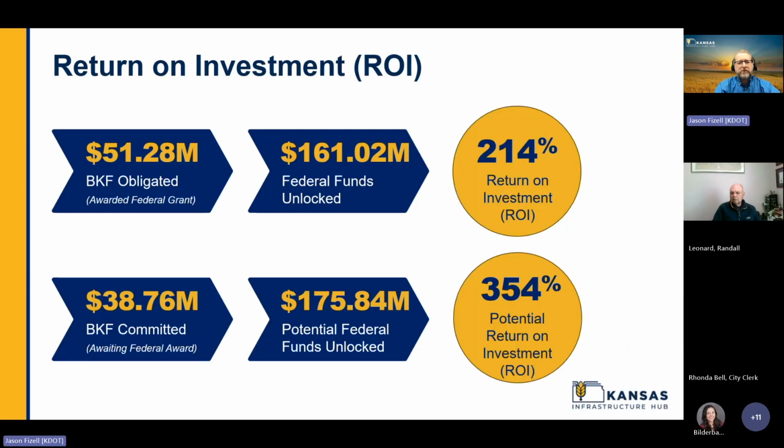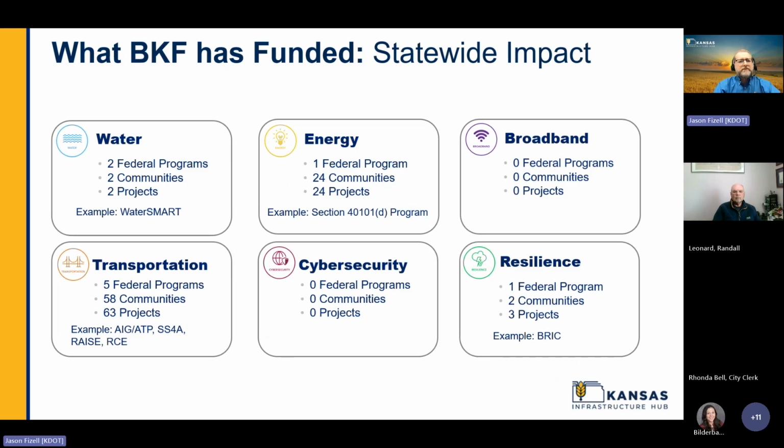This just shows some return on investment. So of those that have been awarded, we've maintained a 214% return on investment. For those that are awaiting federal award, if all those are awarded, that will result in a 354% return on investment. This is just amongst those 6 sectors I touched on at the beginning of the presentation. This is how it's sorted out in terms of where they've been awarded.